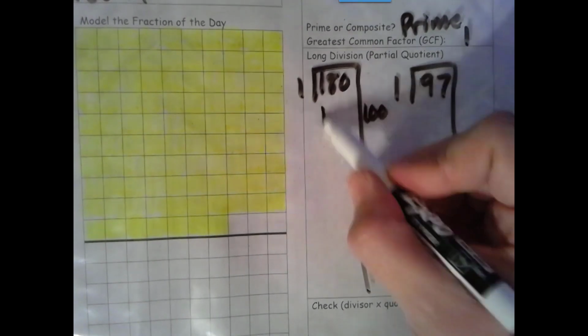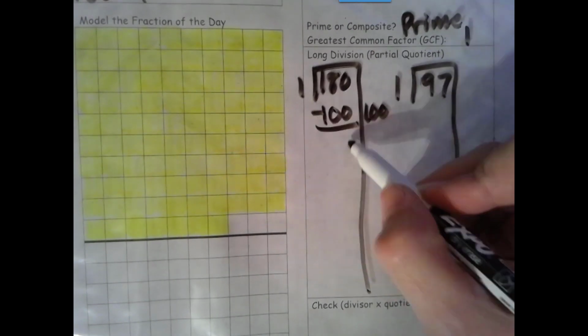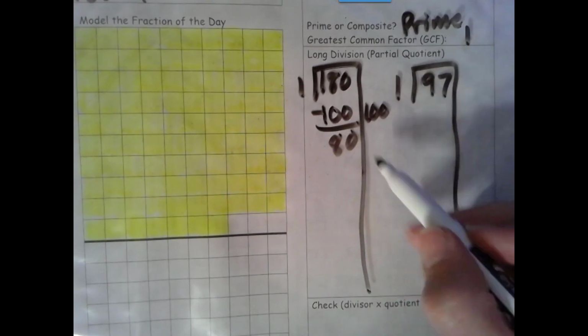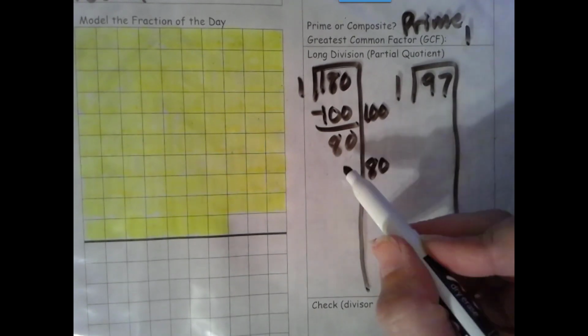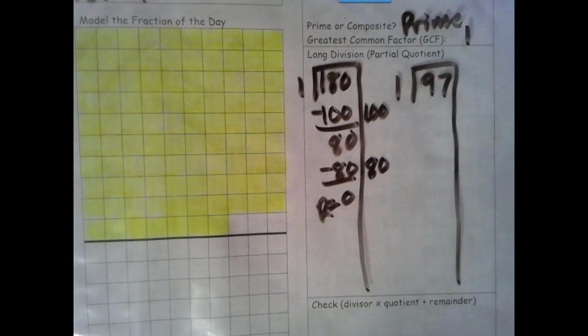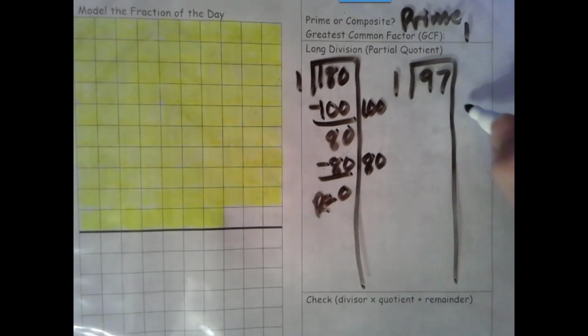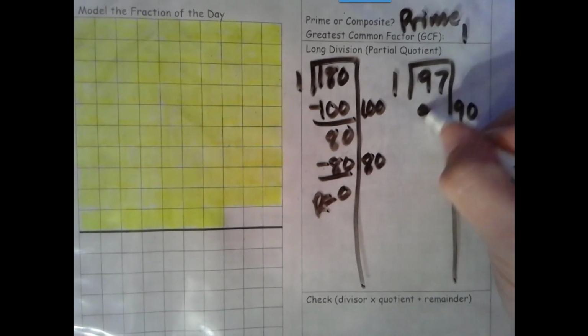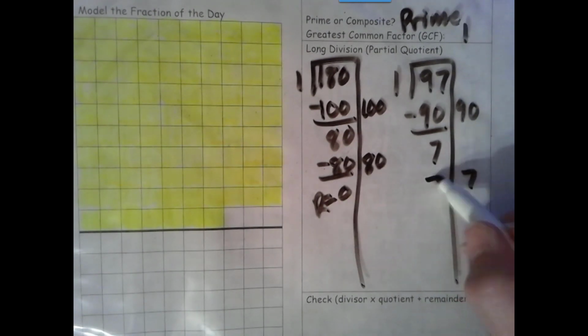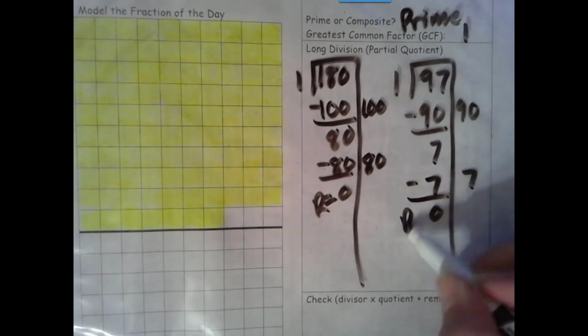100 times 1 is 100. Numbers the same, zeros a game. More on top, no need to stop. Numbers the same, zeros a game. 80 times 1 is 80. Numbers the same, zeros a game. Here, 90 times 1 is 90. More on top, no need to stop. Numbers the same, zeros a game. 7 times 1 is 7. Numbers the same, zeros a game.